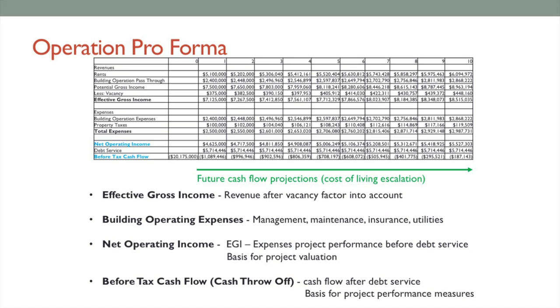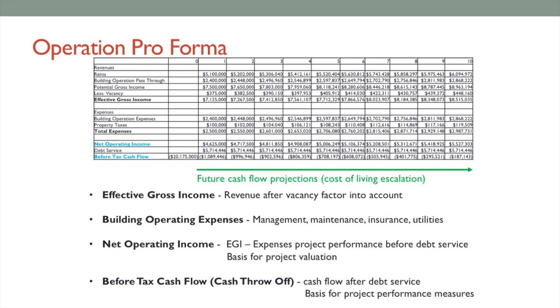This is the first key factor you should keep in mind and remember. The net operating income is used as the basis for evaluating the feasibility. It is a way to value the development. How much is this project worth? It's based on the net operating income. And the net operating income is used because it's the project's performance independent of debt. Before any debt considerations are taken into account, that's how much the project will generate. So it gives a pure picture of how the project is going to perform.